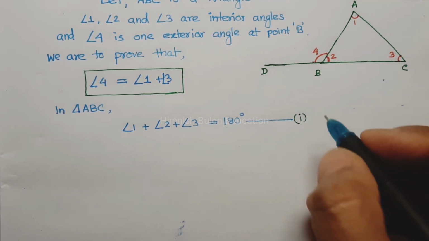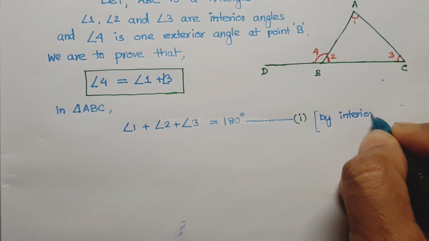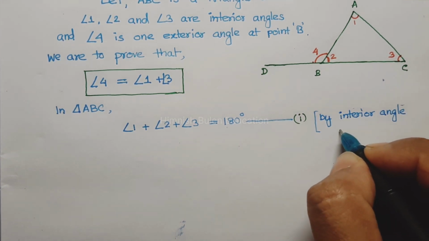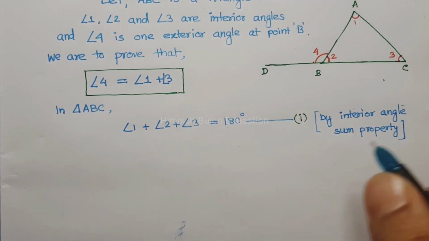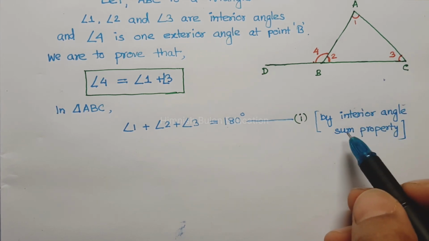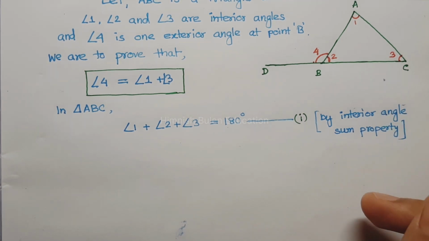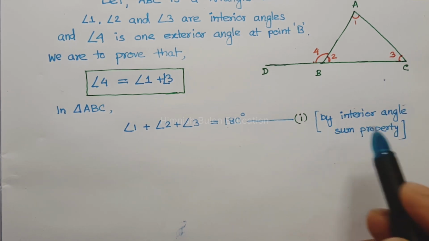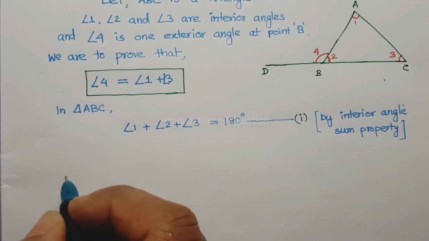This is how we get it. This is by the interior angle sum property. If you want to know about the angle sum property of interior angles of a triangle, then please visit the video given in the I button of this screen to know the angle sum property of the interior angles of a triangle.